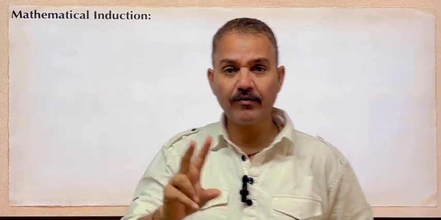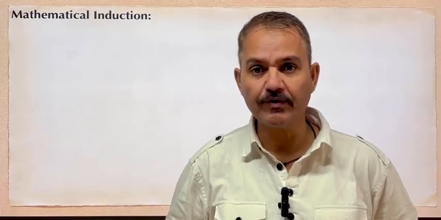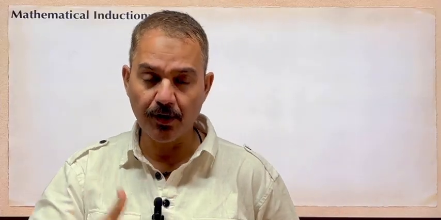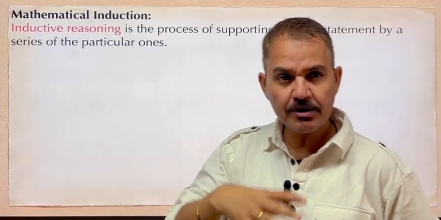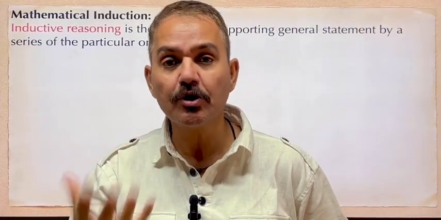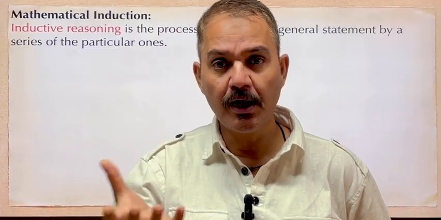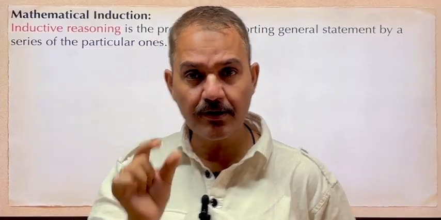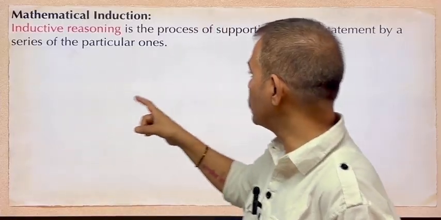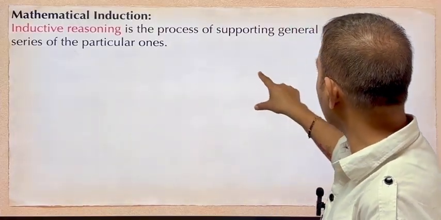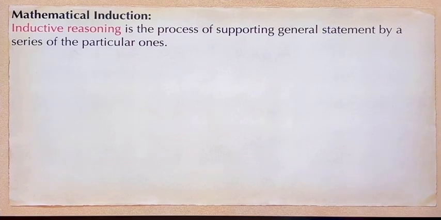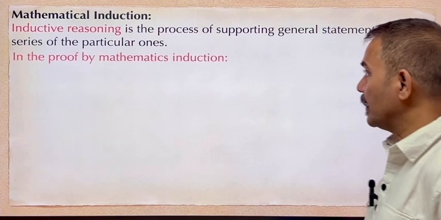Broadly in mathematics we have two types of reasoning. One is inductive reasoning and the second is deductive reasoning. Inductive reasoning is when you support a general statement with the help of specific examples or particular statements. So inductive reasoning is a process of supporting a general statement by a series of particular ones.